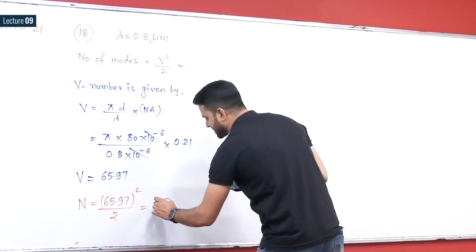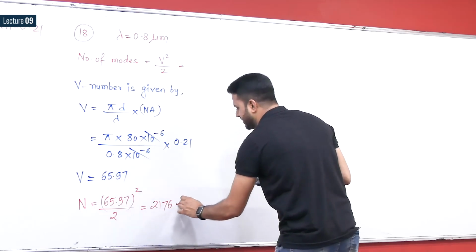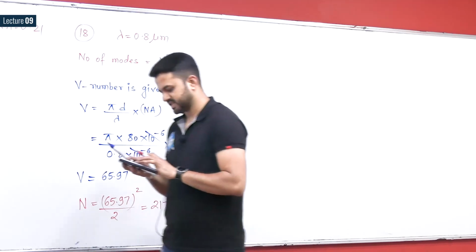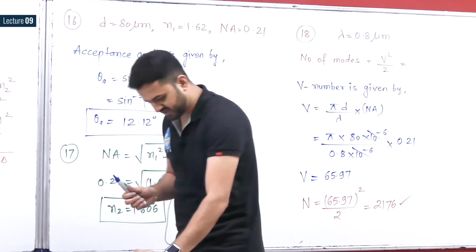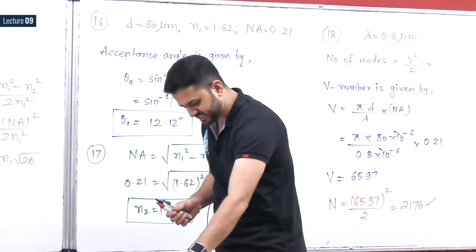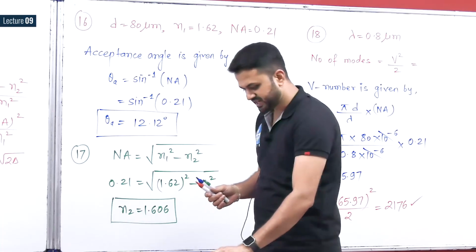It is 2176. So the number of modes is given by 2176. So this is question number 18. Now next is question number 19.